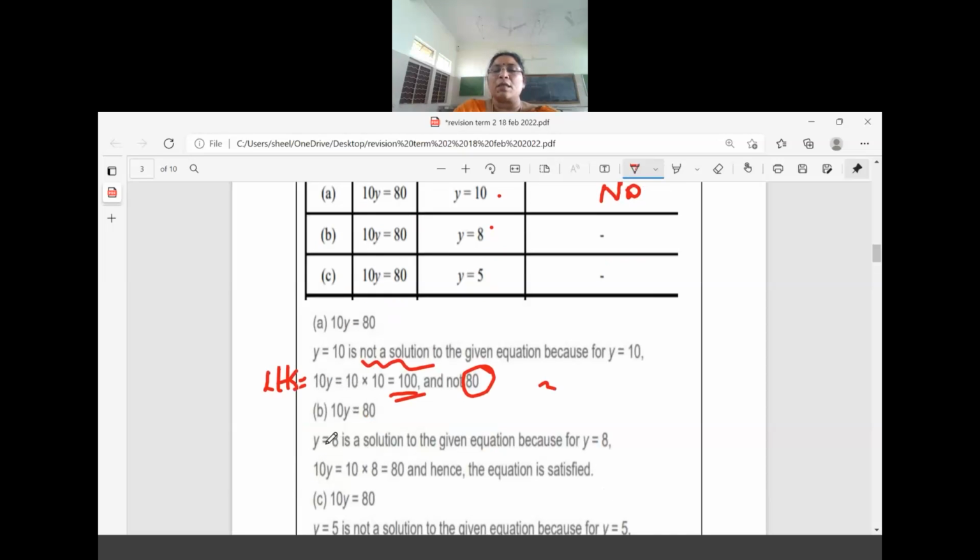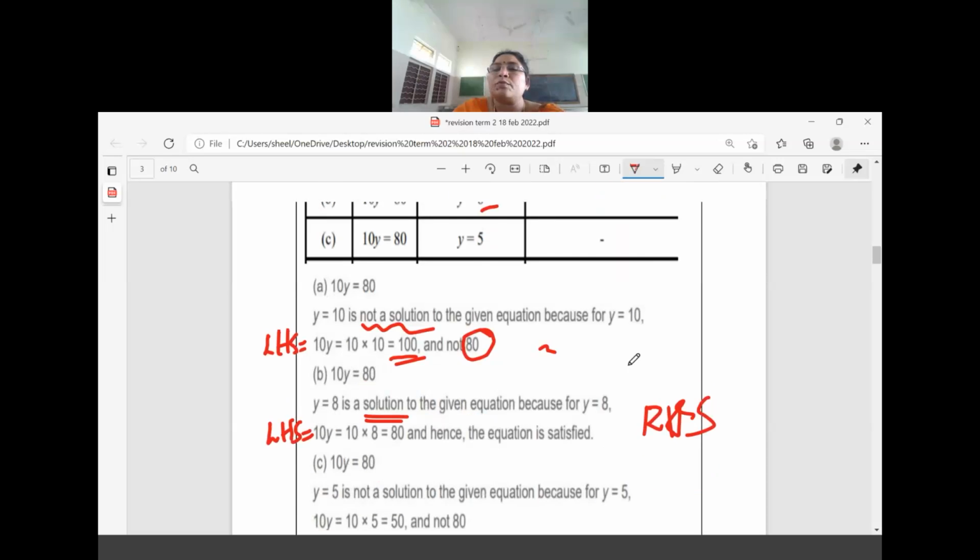Now what is the next question? 10y equal to 80. When we put the second option, it is 8 only. Same rule: on the LHS we put 10y and replace y by 8. So 10 into 8 is equal to 80. Now what happened here? We are getting the RHS the same, RHS is also 80 only. So what is the answer? LHS and RHS are the same, so it is a solution.